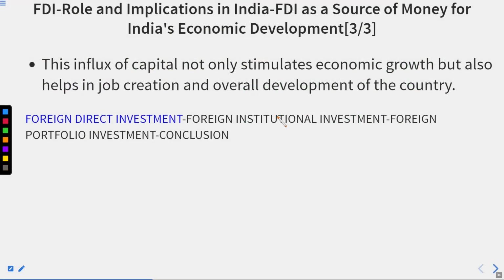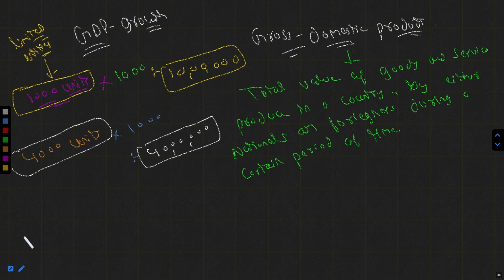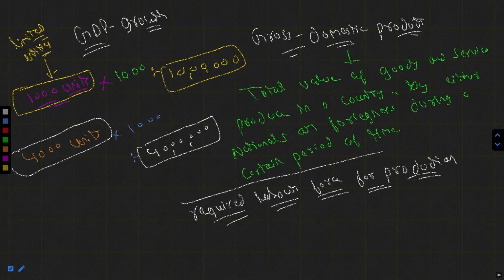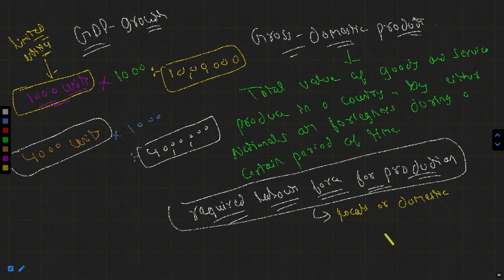Okay, the second thing which we could see here is job creation. Job creation means that when outsiders establish their business units and outlets in India, they will require labor force for production, right? And this labor force will be provided mostly through the locals or domestic population. It means that there will be job creation also.